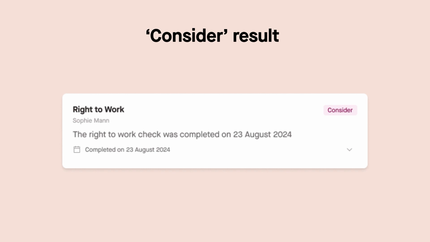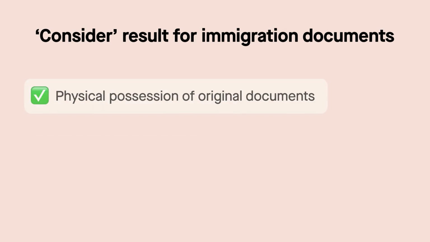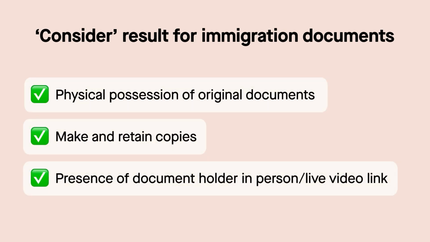Finally, now let's turn our attention to a consider result for immigration documents for non-UK citizens. If a candidate provides immigration documents to Zinc, this will also produce a consider result requiring a manual check. Similar to manual checks for UK citizens, you will need to obtain the original documents, check them, and make and retain copies. You must be in physical possession of the original documents to verify their validity, and this verification must be conducted in the presence of the document holder, either in person or via a live video link.